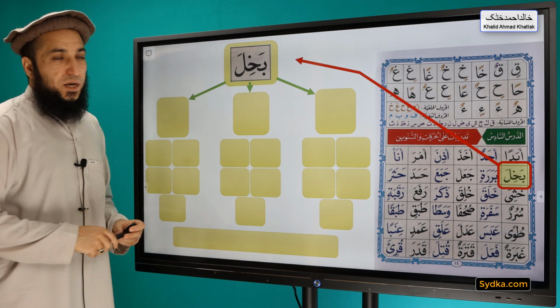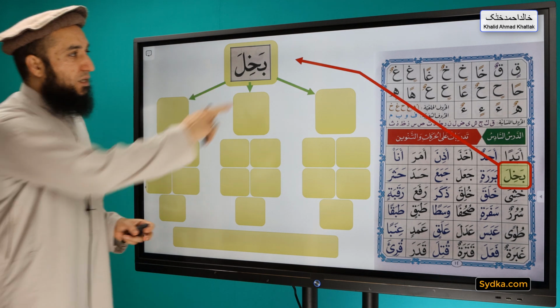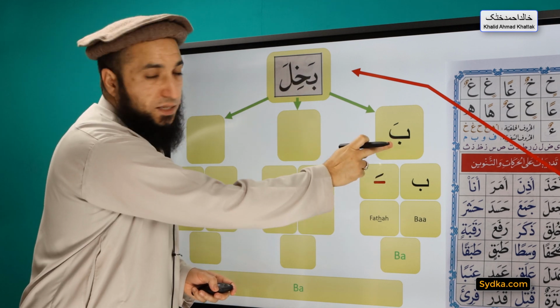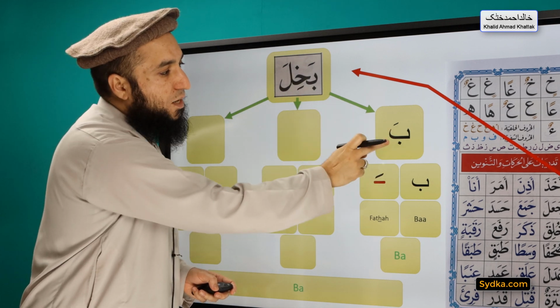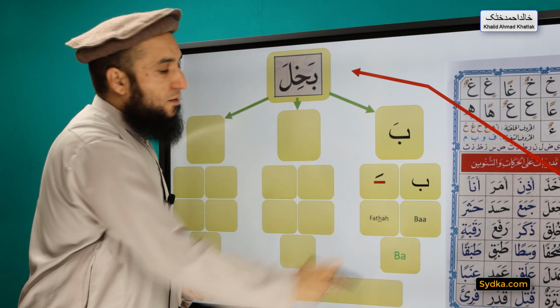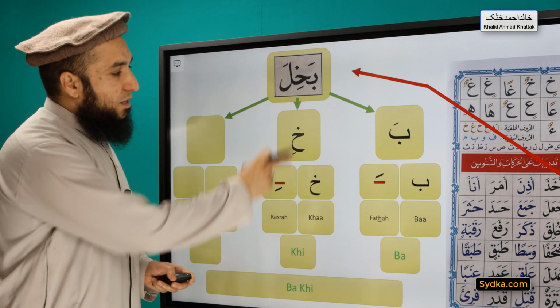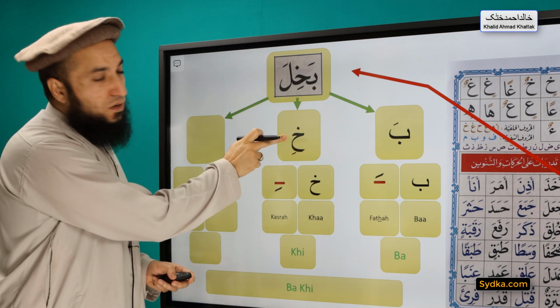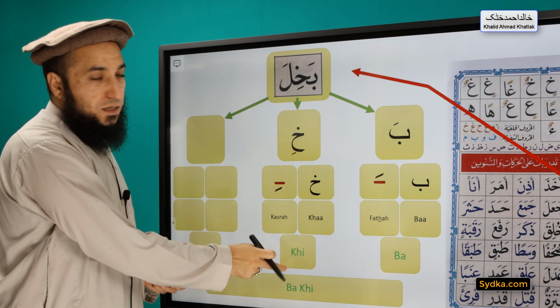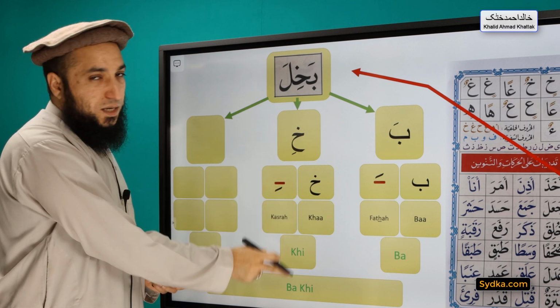So the first word we have is bakhila, and it has 3 syllables. The first syllable is ba fatha ba. So ba is not silent, and then we have fatha. Ba fatha ba, ba fatha ba. The second syllable is kha kasra khi. So the kha is not silent, and we have kasra. Kha kasra khi, kha kasra khi.